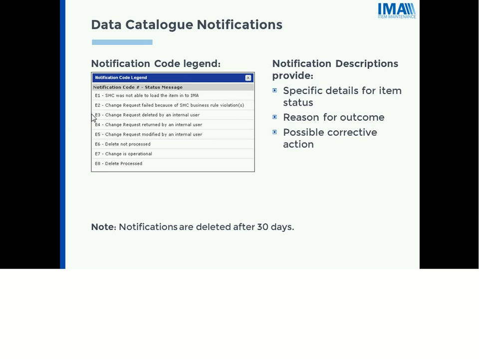I think that is if, I don't know, I'm actually not sure the difference between E6 and E8, except maybe that it's operational, except that you can't actually delete operational items. So if you have E6 and E8, something was deleted, and I would reach out to either the help desk to find out more information about what that means, or you can also reach out to your data catalog contact for more information too.